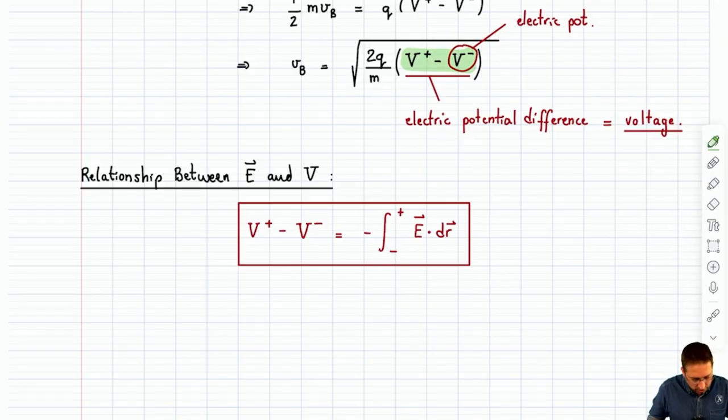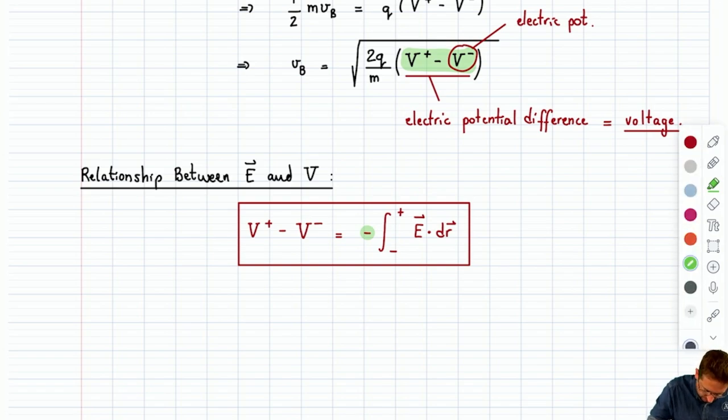Okay, so don't forget the minus. Don't forget the minus that's out front. It is there because E points in the direction of decreasing V, right? And technically if you point in a certain direction, you expect V to increase. But E goes the other way. So because of that, just because of direction, there's a minus out front in this integral, okay?